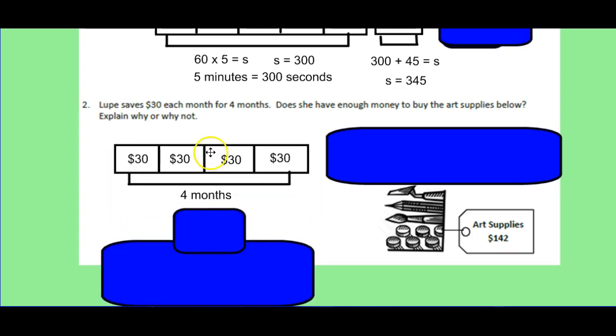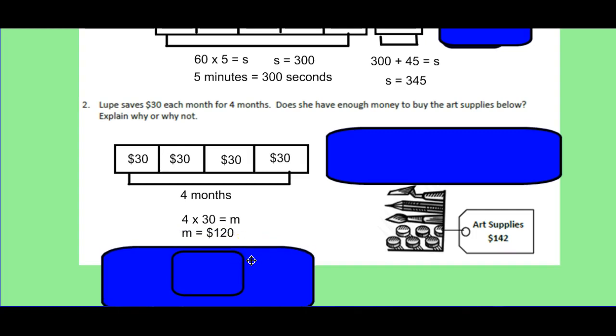So right here on the tape diagram, altogether there are 4 months, because that's how long she was working, and each month she made $30. So the equation that we were looking for was 4 times 30 equals M, because that will tell us how much money she made. Whatever strategy you want to use to solve 4 times 30 would have been fine. So M was equal to $120.